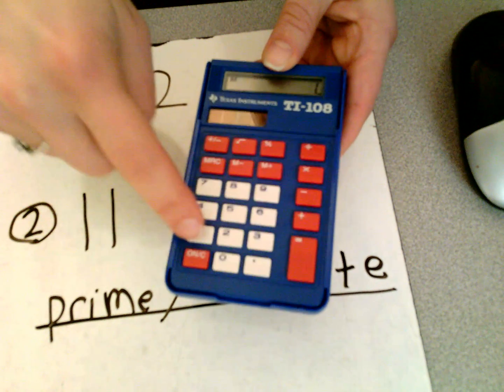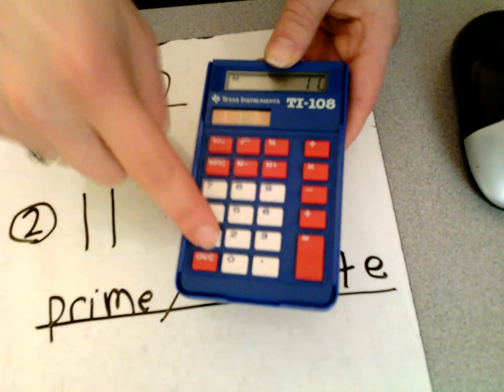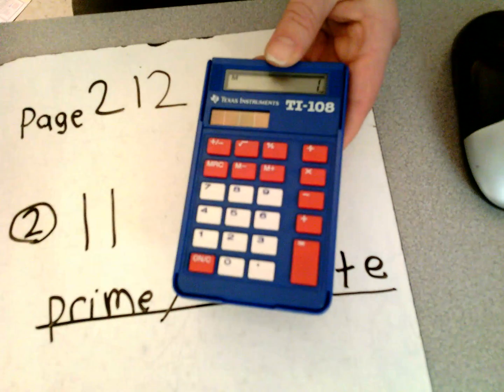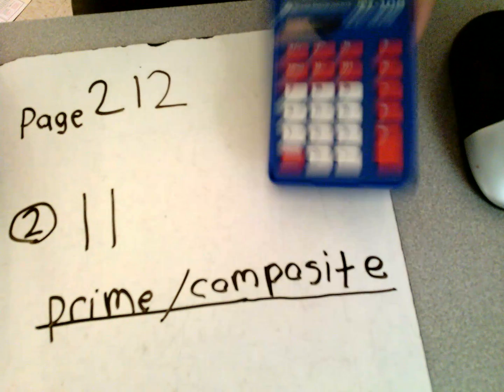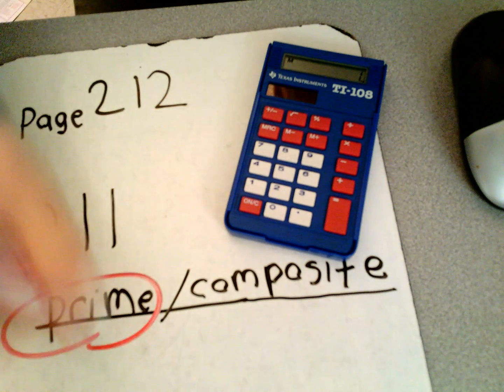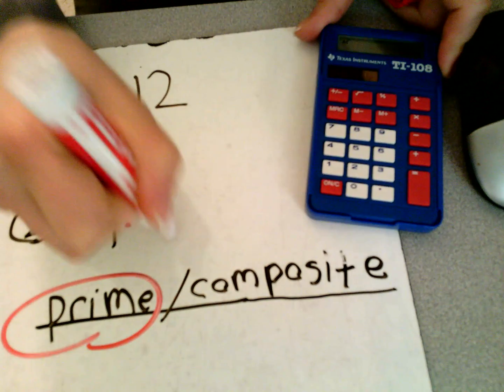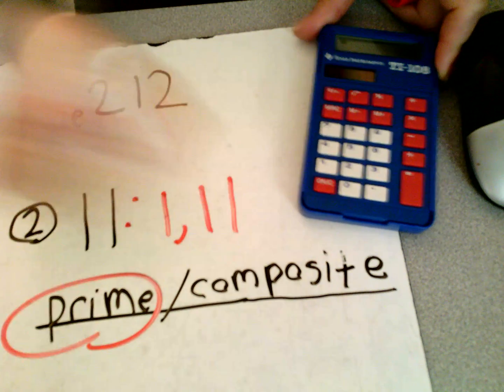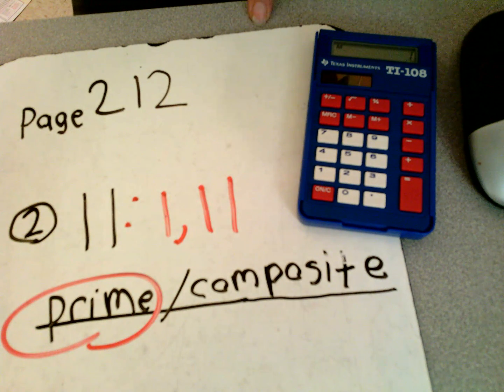So, can we do 11 divided by itself? Of course. You can always divide a number by itself. You get 1. This number is prime because the only factors that it has are 1 and itself. That's it. No other number that we used to divide into 11 worked. We got a decimal every time. So 11 is a prime number.